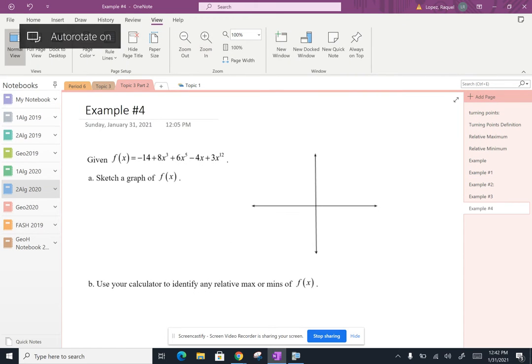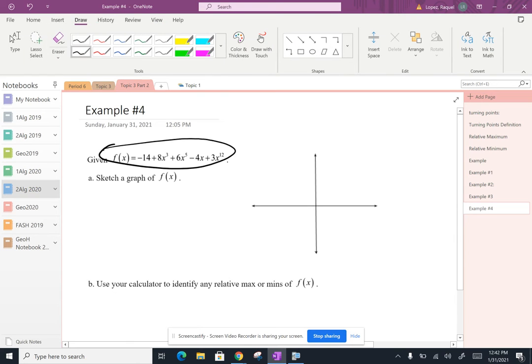Okay, so we want to make a quick sketch of this graph, but when I first notice it, I'm given an equation that's not written in standard form. Remember, a polynomial in standard form needs to be written in descending exponent order. So I'm going to rewrite this equation.